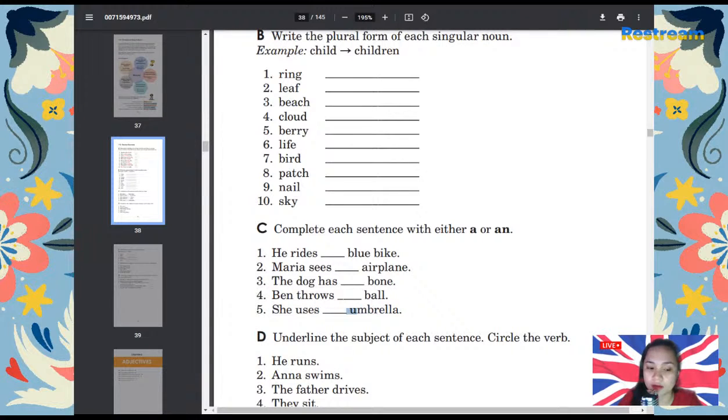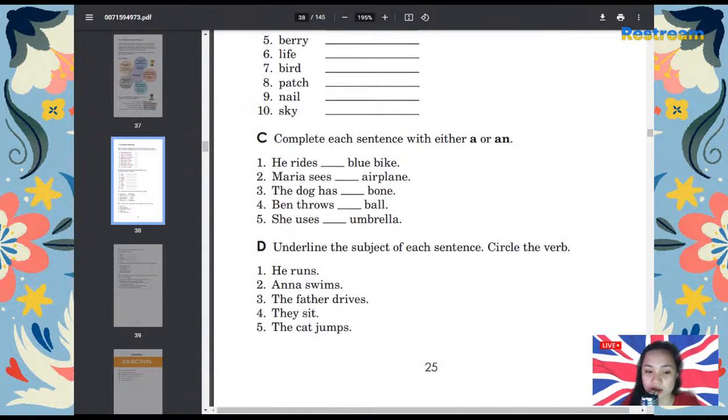So we have the noun umbrella here, and it starts with a vowel. Again, what will we use if it starts with a vowel, a or an? Okay, so the correct answer is, yes, it's an. Okay, she uses an umbrella. Okay, good job.